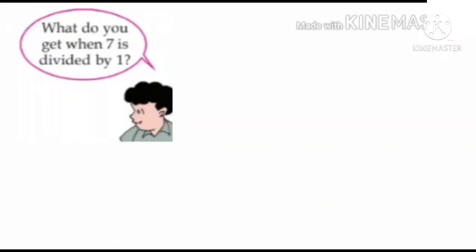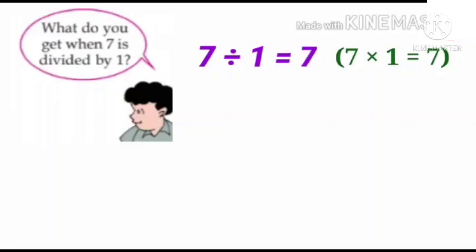What do you get when 7 is divided by 1? For that, we should find out which number multiplied by 1 gives 7. Children, how many ones make 7? Yes, 7 ones make 7. That is 7 into 1 equals 7. So children, 7 divided by 1 is equal to 7.